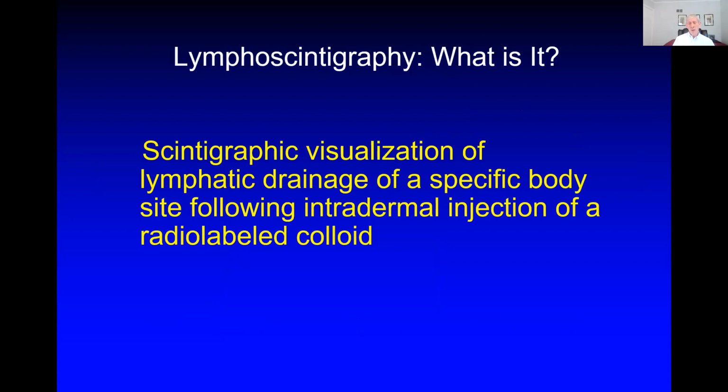Now, what are we doing in lymphoscintigraphy? We are really trying to outline for the surgeon the lymphatic drainage pattern so that the surgeon will know where to go to look for lymph nodes. So that's all that we're trying to do, outline the drainage pattern. And please note this key word right here. We're going to be doing an intradermal injection. It's not subcutaneous. It's not any other route, but intradermal.